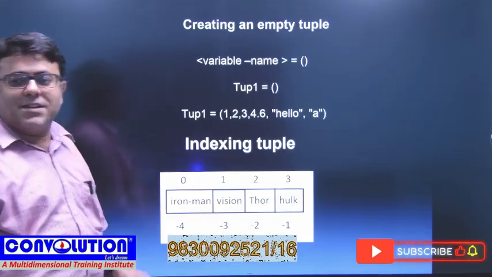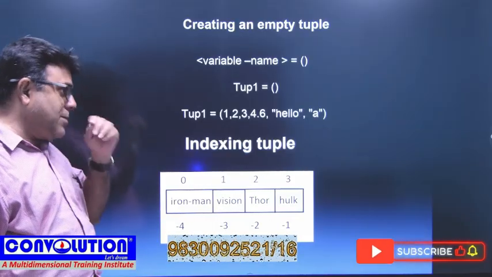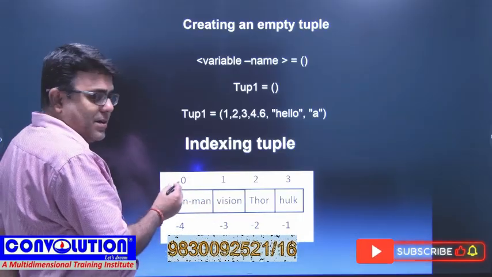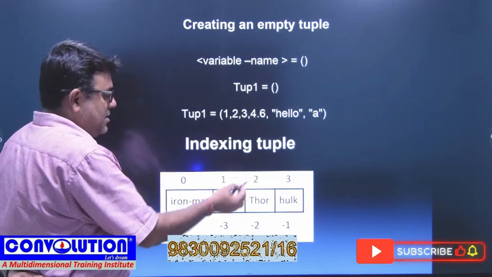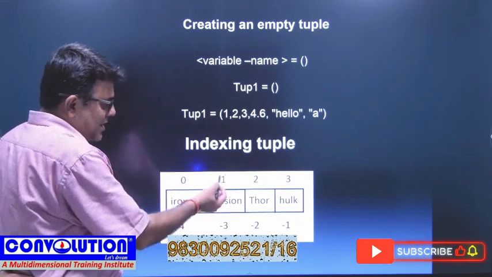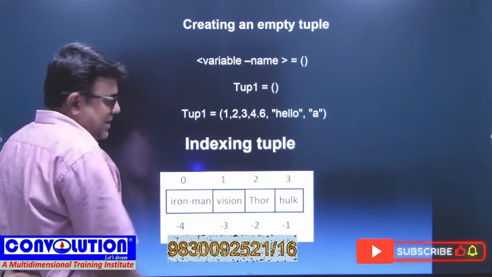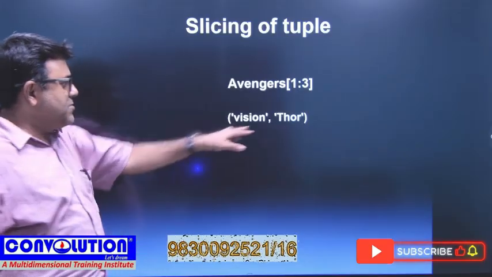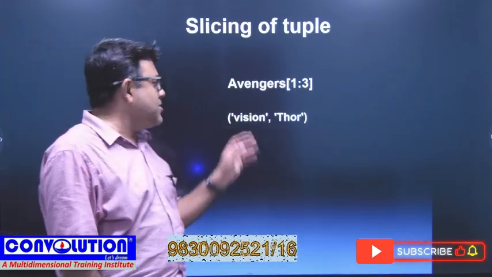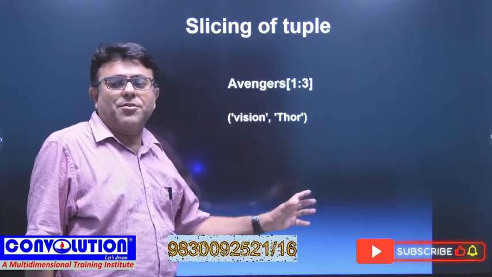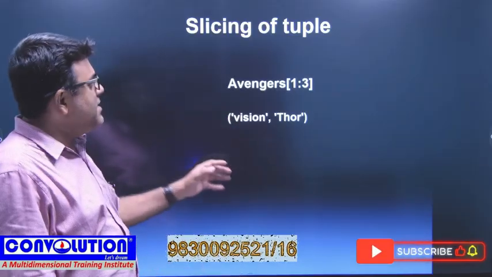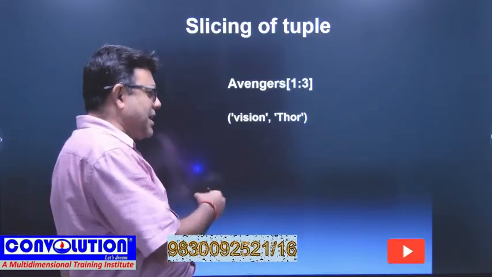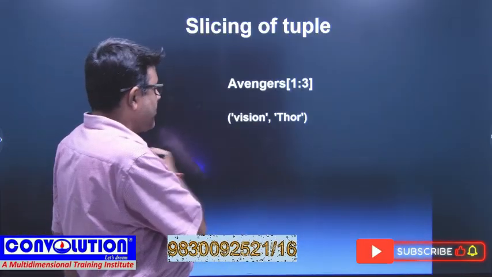Then we are saying we are going to take up to 3, but the counting has already started from Iron Man. So Iron Man, Vision, and Thor. So we'll start from here and continue till this. So we are going to get this output like Vision and Thor. That's why if you see this one, my output is also like this: Vision and Thor. So this way we have seen the same concept of slicing in a tuple also, like your string data type.